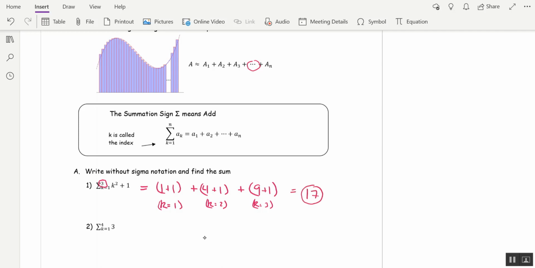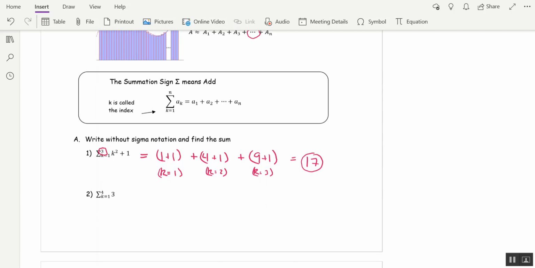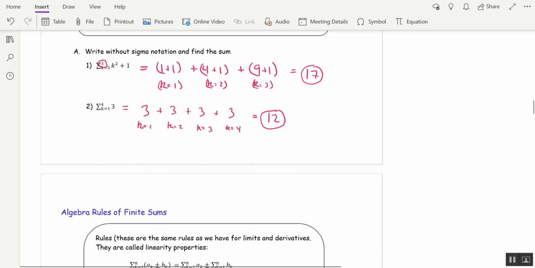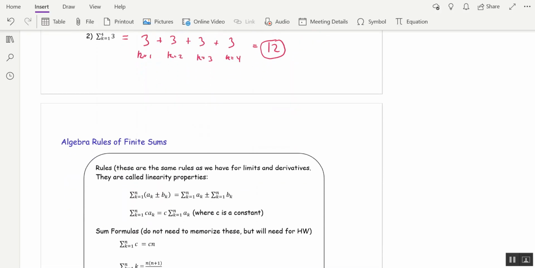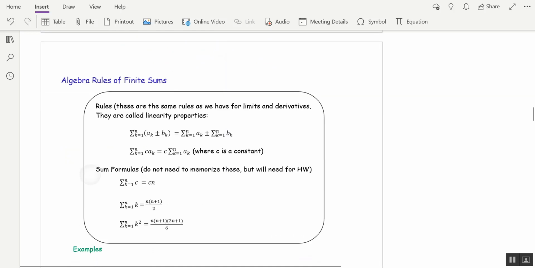Okay, let's do another one. K equals 1 to 4 of the number 3. This one's confusing because there's no K in the formula, but that's all right. When K is 1, the formula says 3. When K is 2, the formula says 3. When K is 3, you guessed it, 3. And when K is 4, 3. So we get 12. We've got some rules for finite sums and some formulas.